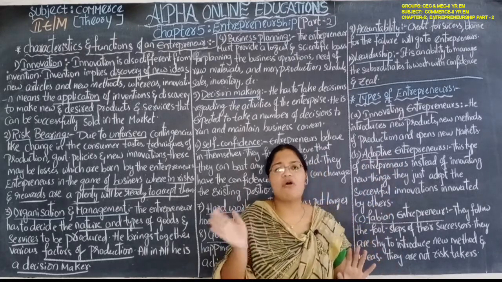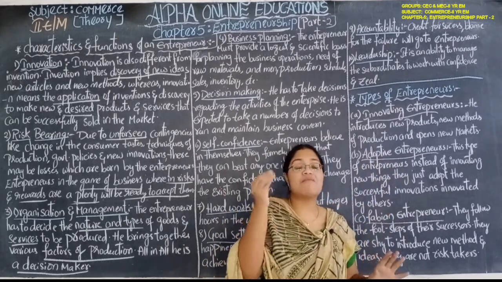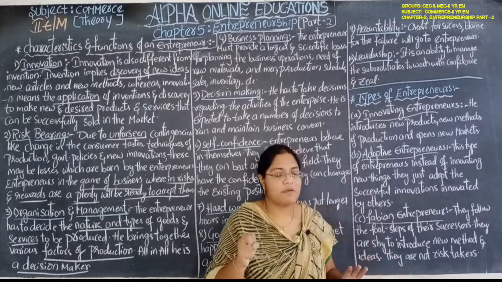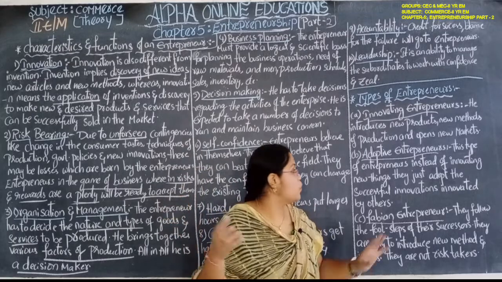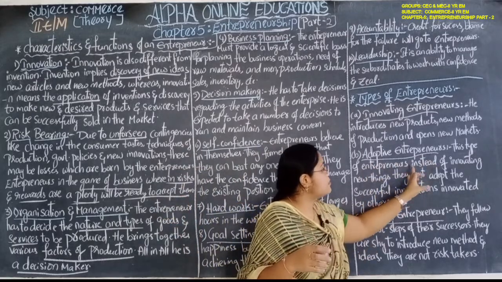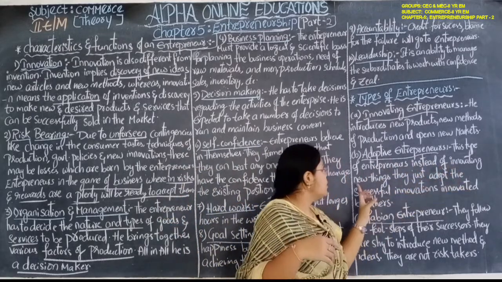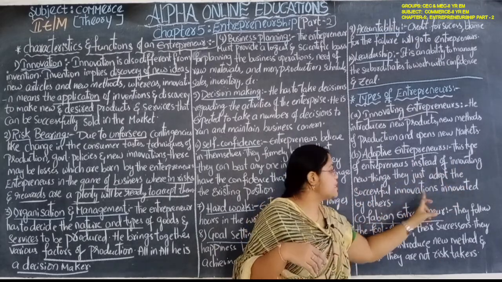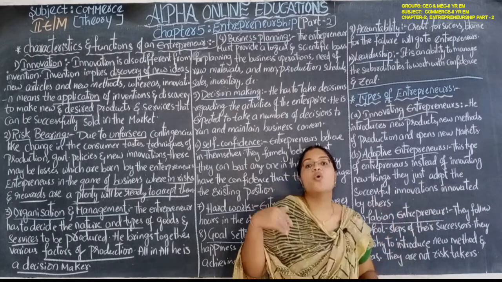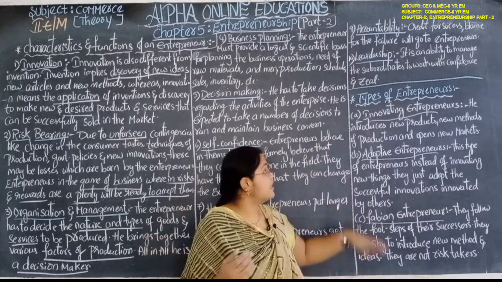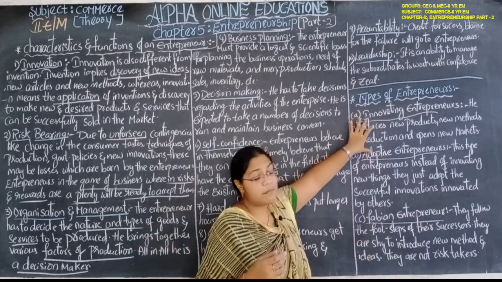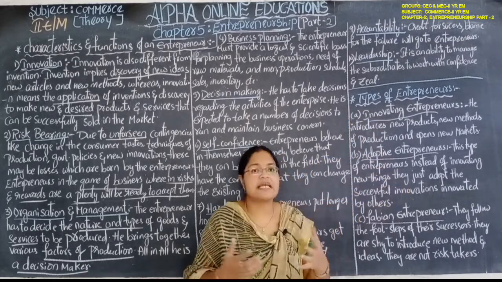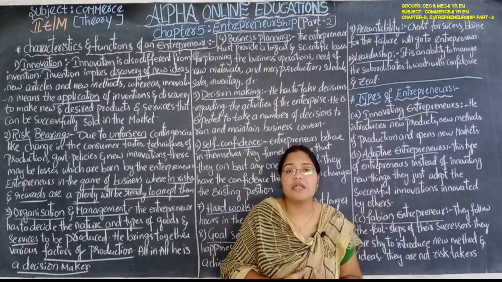Okay, innovative entrepreneur. Next, adaptive entrepreneur. He is not an innovator. He will adopt what someone else has innovated. He will not create something new. These types of entrepreneurs, instead of innovating new things, just adopt the successful innovations innovated by others. Whatever an entrepreneur innovates, that only is adopted by adaptive entrepreneurs.